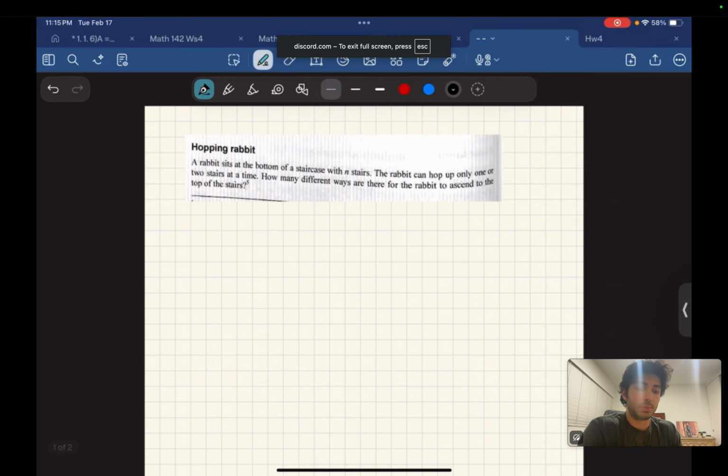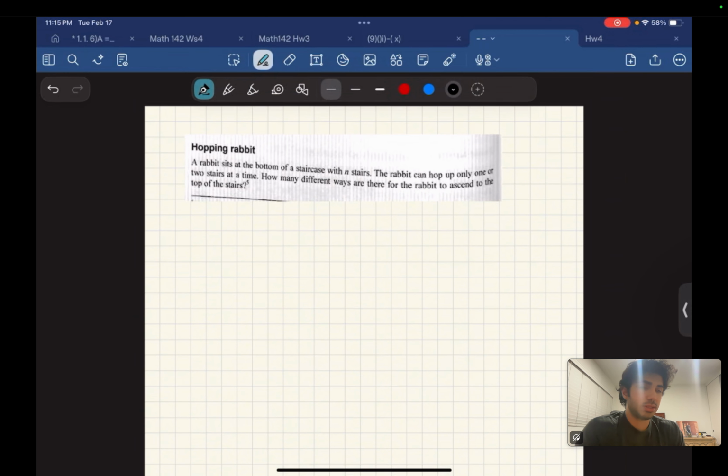This question in the probability portion of the Greenbook is called hopping rabbits. It says a rabbit sits at the bottom of a staircase with n stairs. A rabbit can hop up only one or two stairs at a time. How many different ways are there for the rabbit to ascend to the top of the stairs?